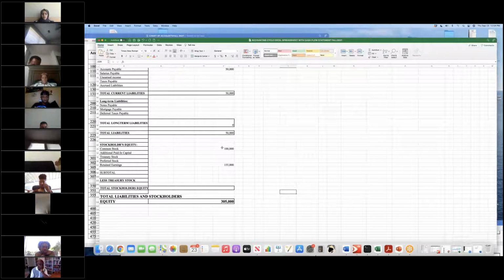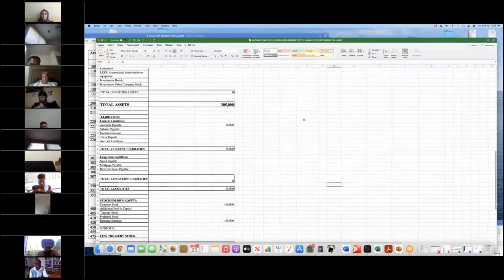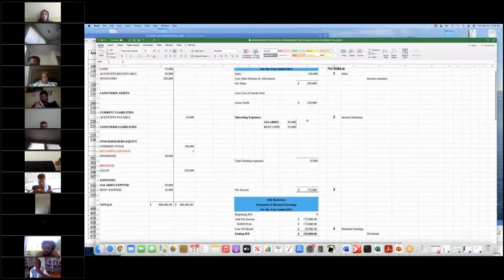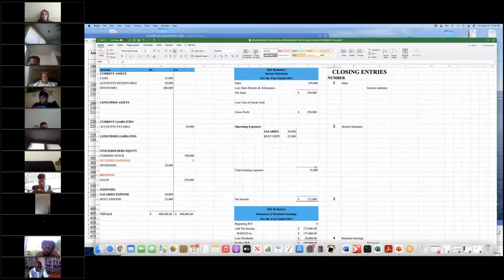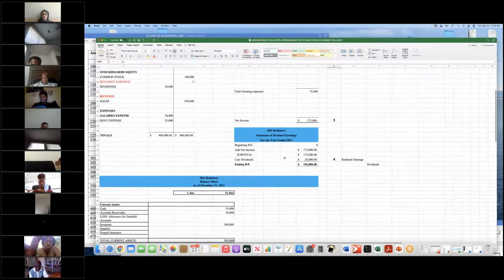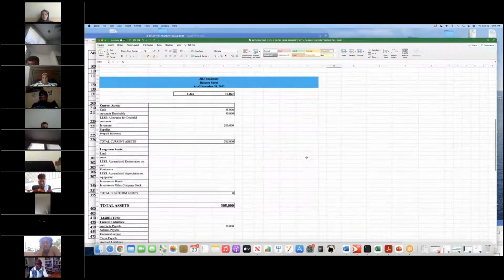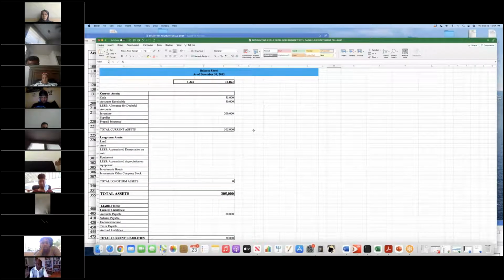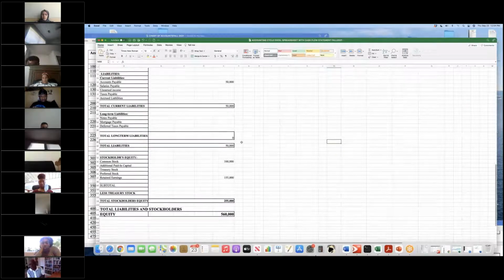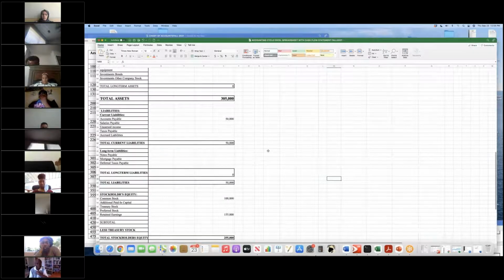Let's see if it'll. Okay. Are there any questions? So with today's class, you now know how to prepare an income statement. You know how to prepare a statement of retained earnings, and you know how to prepare a balance sheet, which you will be required to do on your midterm exam. So you're going to have to go from steps 1 through step 8.